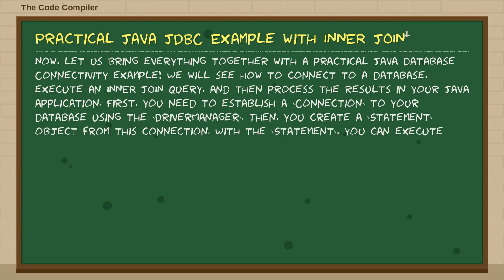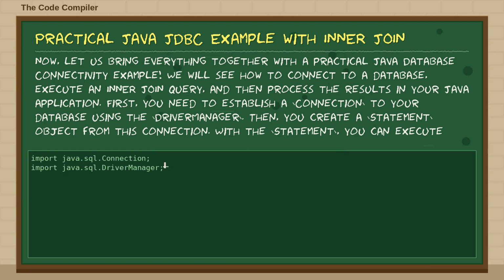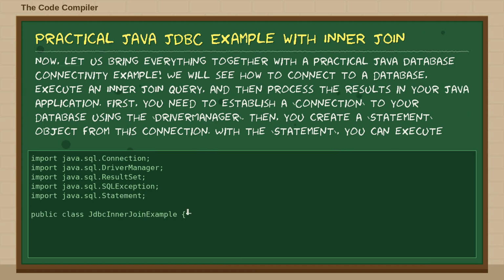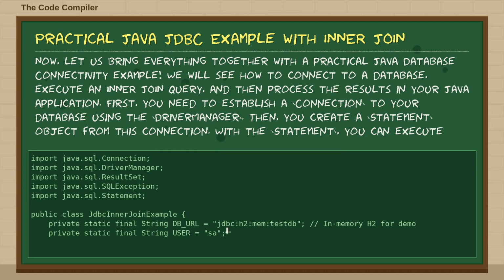You can then loop through this result set using while resultSet.next to access each row and its columns, for example, resultSet.getString, employee name. Remember to always close your connection, statement, and resultSet to free up resources, ideally using a try-with-resources block for automatic management. This is crucial for robust applications.